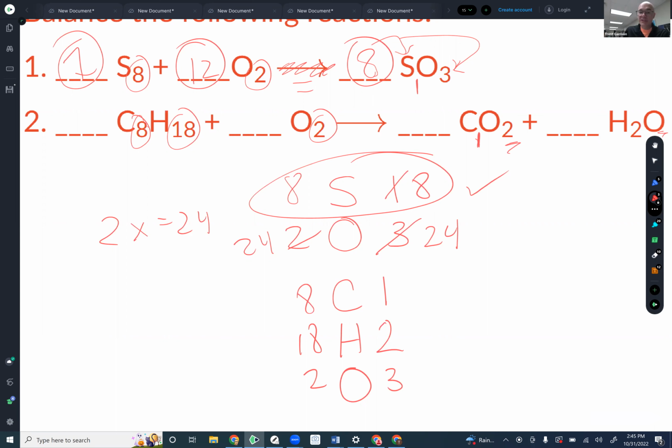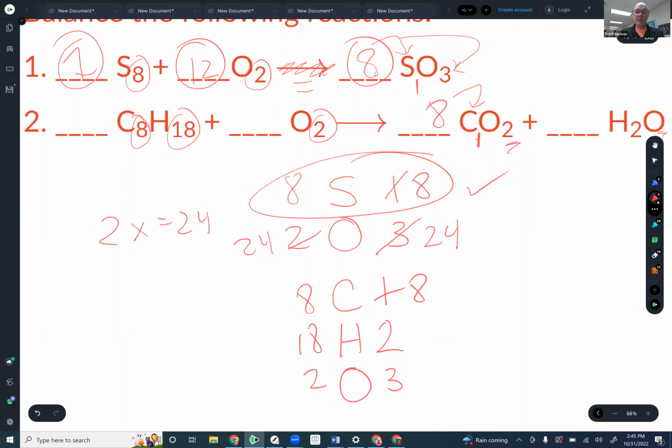I again suggest that you start logistically with the first element listed. It just makes it simpler to keep track of the process. But you cannot start with the oxygens. If you start with the oxygens, you will get wrong answers a lot of the time because it's in 2 different locations. So I'm going to start with my carbons. I've got 8 on the left, so I'm going to put an 8 coefficient on the right.